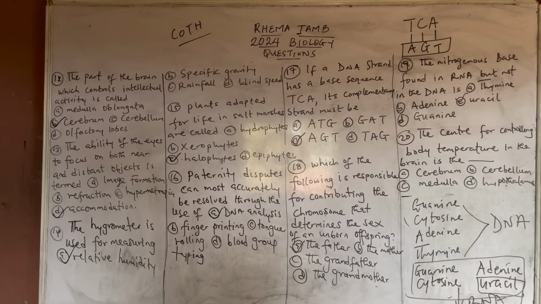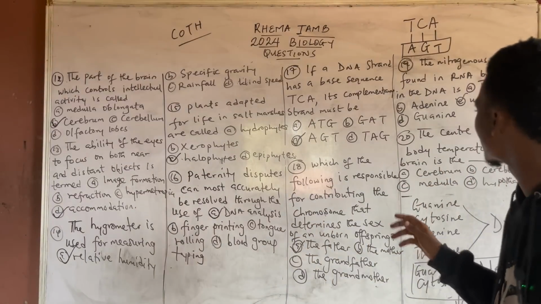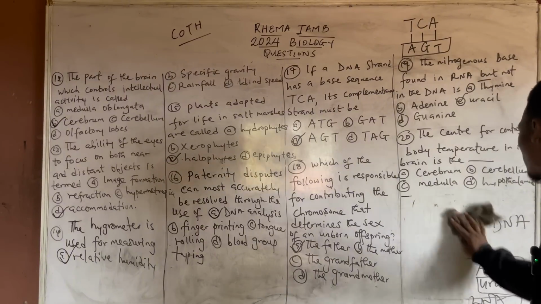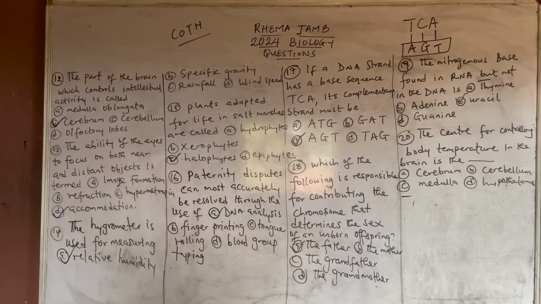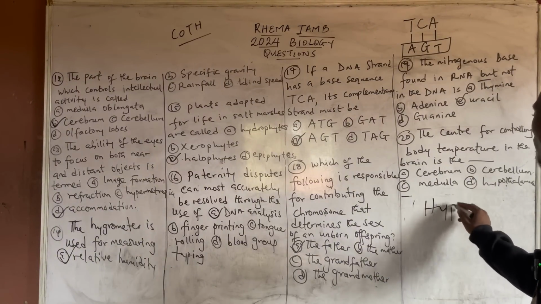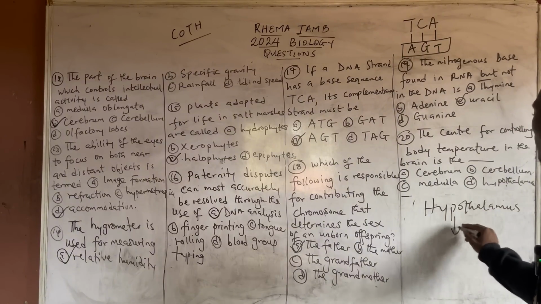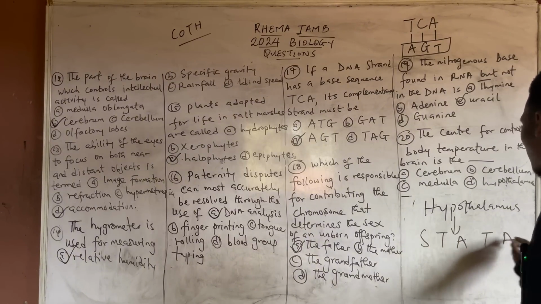Then question 20. The center for controlling body temperature in the brain is the dash. The center for controlling body temperature in the brain is the dash. Now, the correct answer to this question happens to be the hypothalamus. I use a code to remember it. For the hypothalamus generalized function, I use this code, STARTA. And what's the full meaning of STARTA?